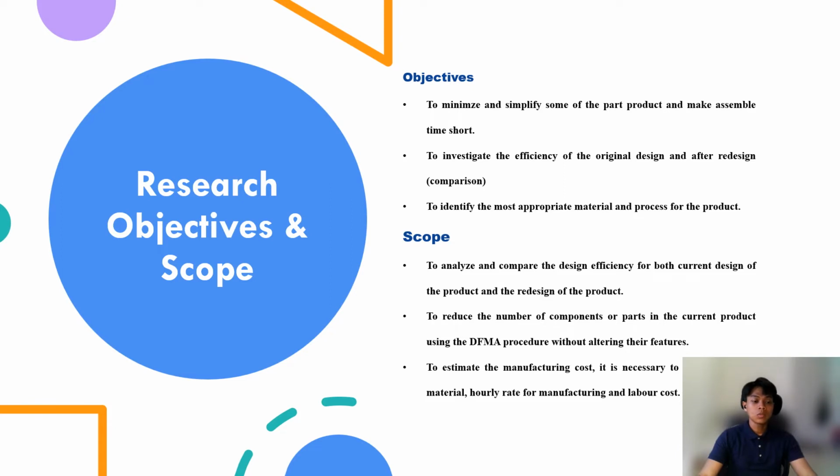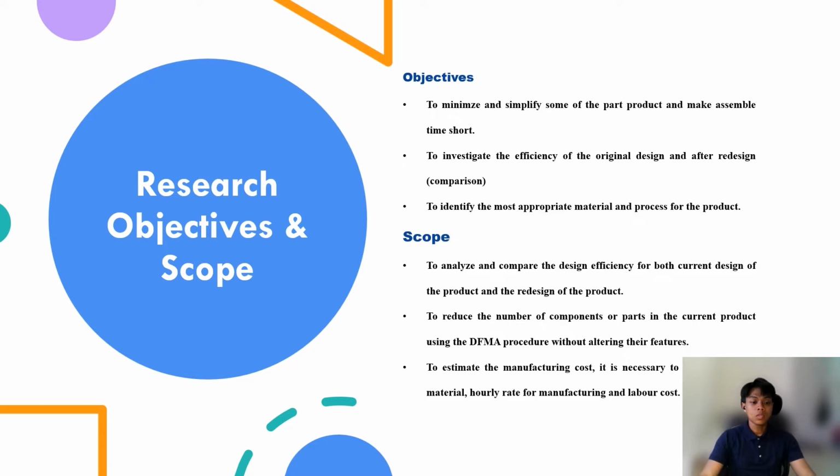Second scope is to reduce the number of components or parts in the current product using the DFMA procedure without altering their features. So this method will be used to reduce the parts of the study chair without changing the functionality of the study chair.